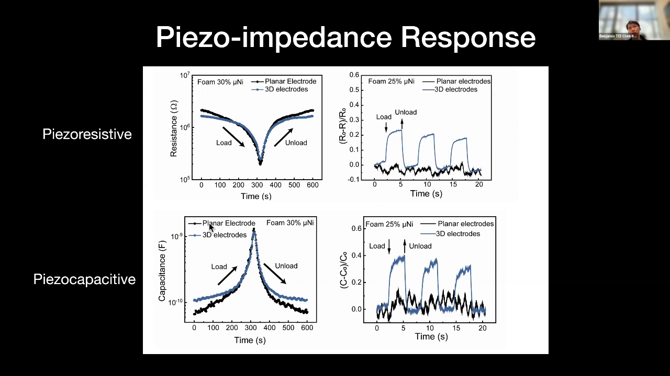Again, we compare to planar, and we compare different kinds of composite concentration. We see that having different concentrations of the composite, in this case nickel, can change the sensitivity, and it's again more sensitive if it's capacitance with three-dimensional electrodes. So this is an interesting concept, because as long as your circuits can handle both resistor and capacitor measurements, you're able to create a system that can do proximity plus pressure.